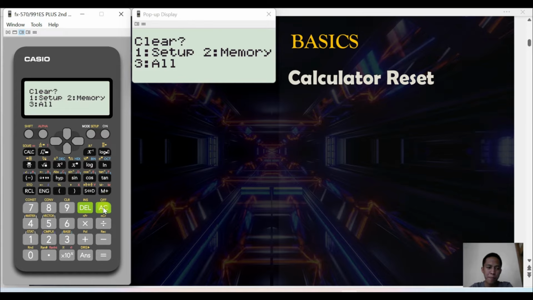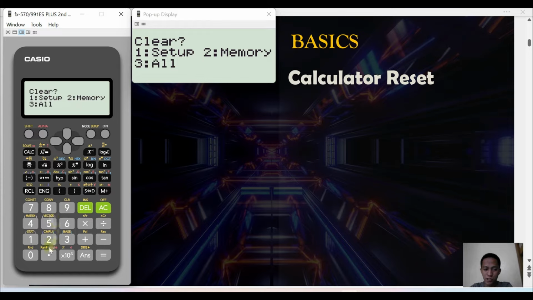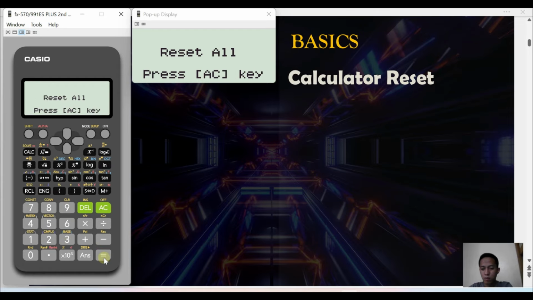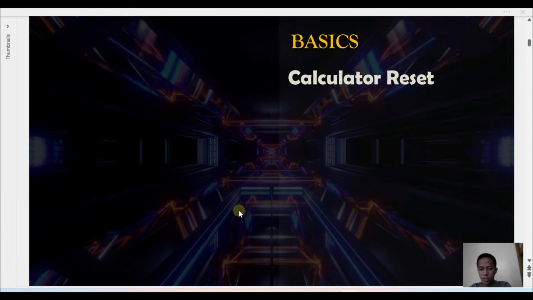For example, if you press shift 9 and you press memory, yung memory lang yung mag-clear. Pero yung setup natin, it remains the same. Okay, so that is clear. Pag clear all, number 3, lahat mawawala. It will go back to its original setup or default setup. And guys, that is your calculator reset.